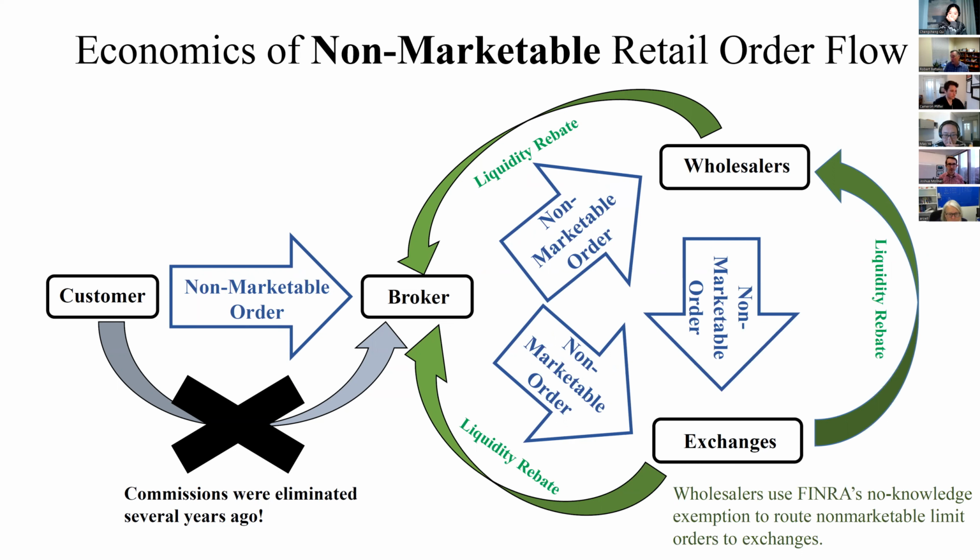Otherwise, you can look at the 605 reports, and brokers are either routing their non-marketable limit orders directly to an exchange, or to get the volume discounts written about by Chester and his co-authors, they route it to the wholesaler, who then uses the no knowledge exception to keep the order off of its book and route it to the exchanges and then pass back the fee. So there's a total bifurcation: marketable going to the wholesalers, non-marketable to exchanges.